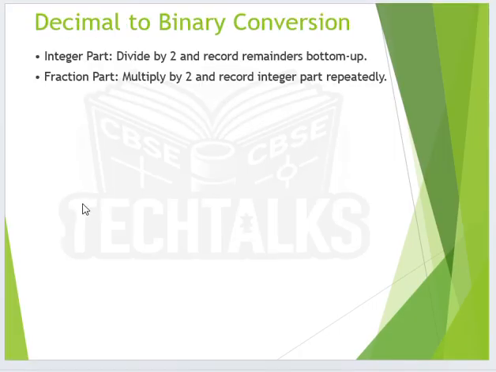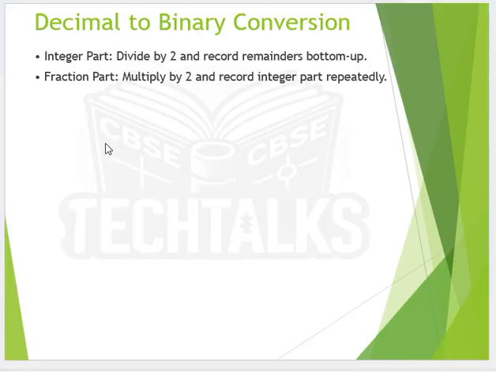Now first of all, how to convert decimal into binary. As I told you, in this we will also be using fractional conversion, and you will be taught how to convert the fractional part into other number systems. In the case of the integer part, we divide the decimal number by 2 and record the remainders from the bottom moving up, while for the fractional part we multiply by 2 and record the integer part repeatedly.